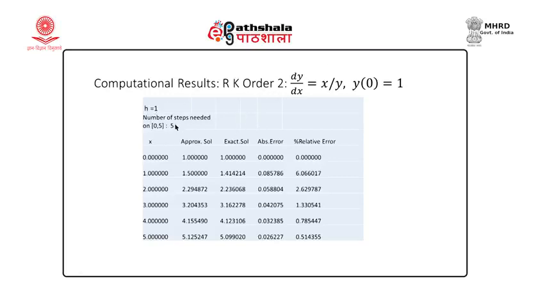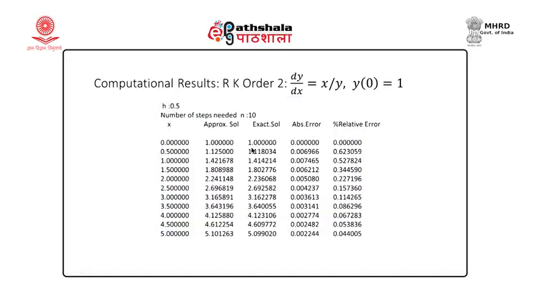So, only 5 steps to reach 5. We get the approximate solution as 5.125. So, the step size is quite large, equal to 1, still the answer is correct up to 1 decimal place. The absolute error is 0.026227, and the percent relative error is 0.514335. And if you reduce the step size from 1 to 0.5, then the approximate solution is 5.101263.